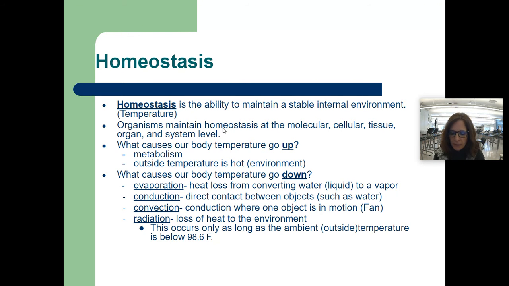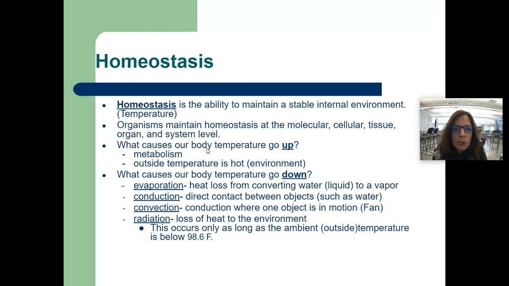Homeostasis is the ability to maintain a stable internal environment. For example, your temperature. So, your temperature needs to stay at 98.6. And we'll talk about if you get too hot, what happens, or if you get too cold. Other things that need to be maintained in your stable internal environment would be blood pressure, oxygen levels, glucose levels, calcium levels. Organisms maintain homeostasis at the molecular, cellular, tissue, organ, and system level.